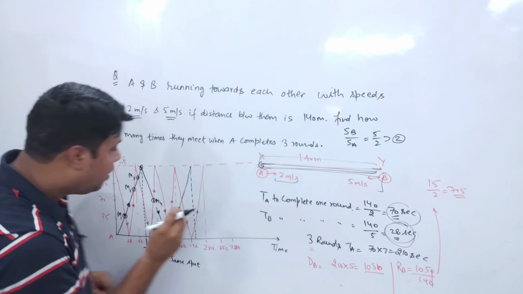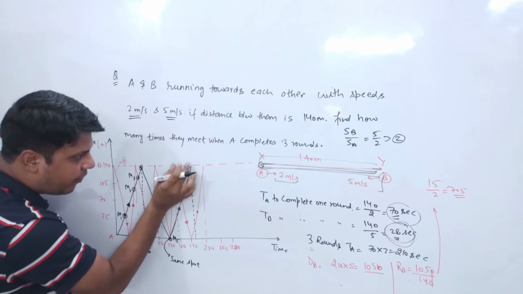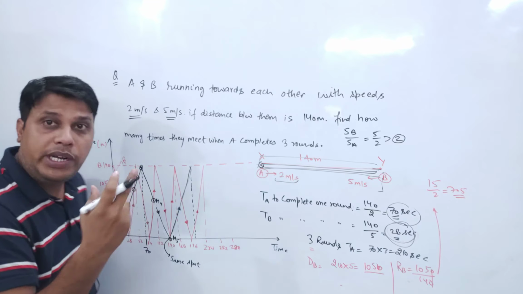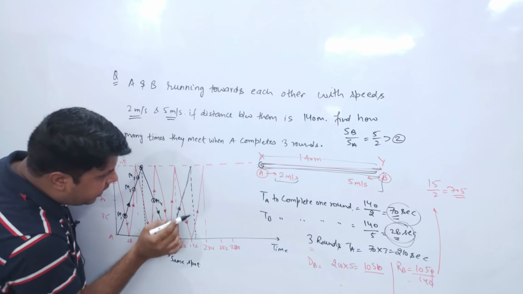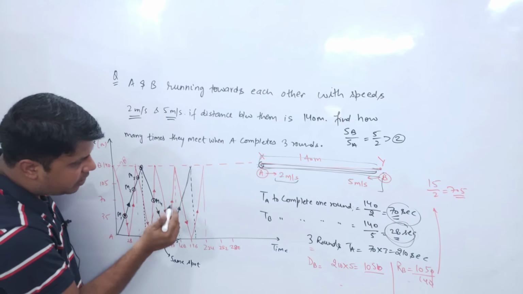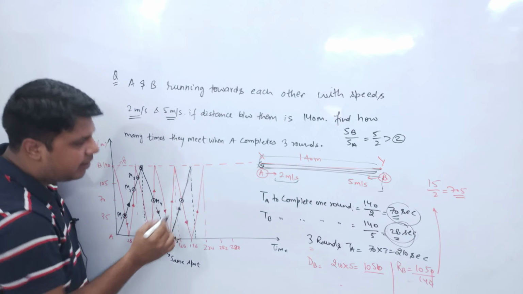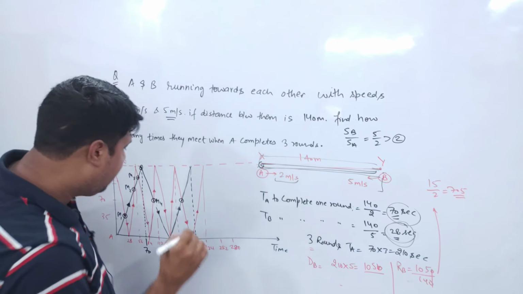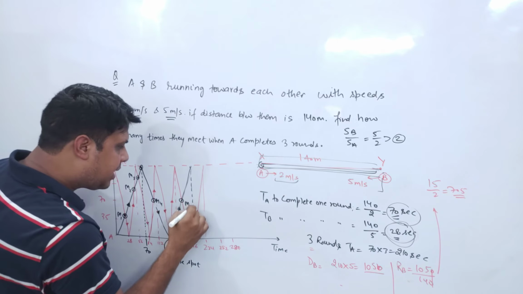That is important. So there will be no meeting in that graph. You can see there will be no meeting, there is no intersection. But when B is returning for its 1, 2, 3, 4, 5, 6, 7th round, you can see they are again meeting. So that is meeting number 6.